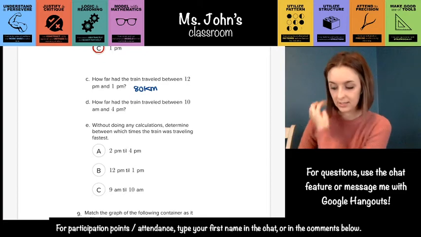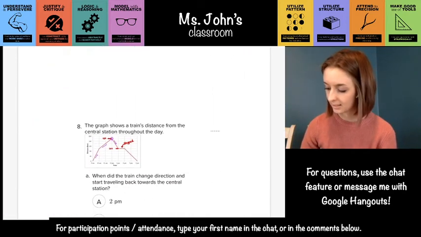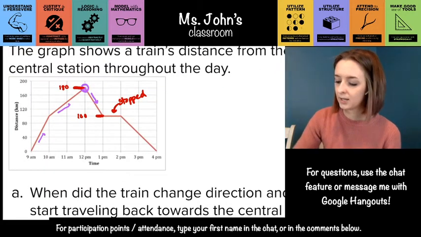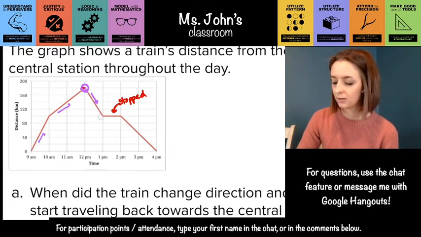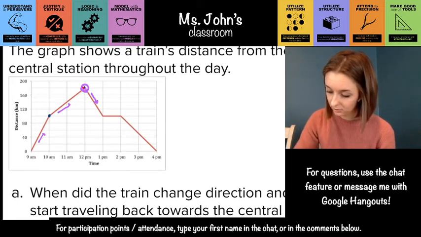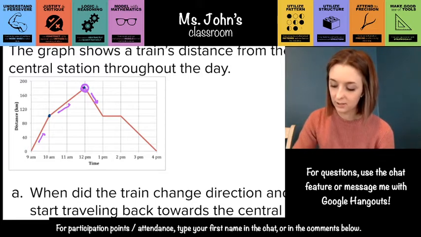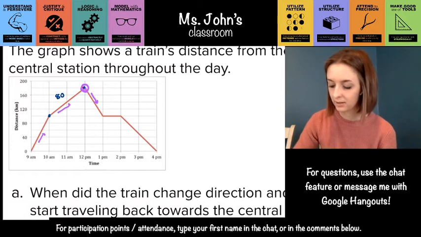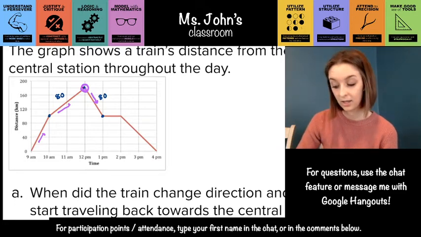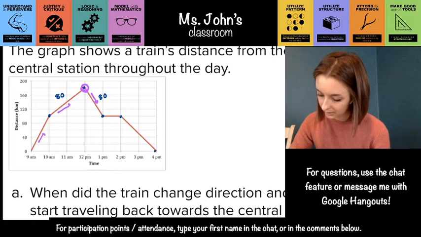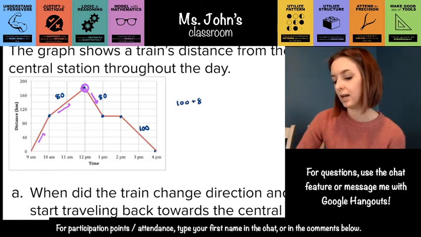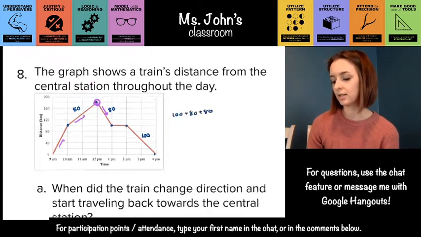How far had the train traveled between 10 a.m. and 4 p.m.? Is that the whole thing? No, 10 a.m. and 4 p.m. So from 10, excuse me while I erase my work here. Okay. From 10 to 12, they went from 100 to 180, which is 80 kilometers. And then they went 80 kilometers again, back down to 1 p.m. Then they did nothing from 1 to 2. And then from 2 to 4, they went from 100 to 0. So that's 100 kilometers. So we're looking at 100 plus 80 plus 80. 260 should be.